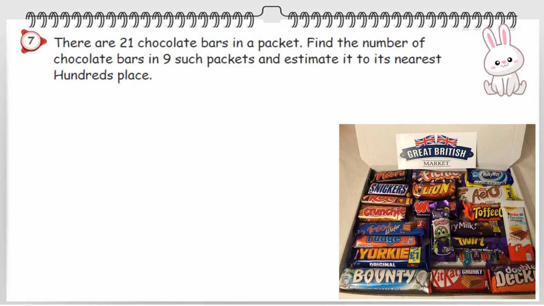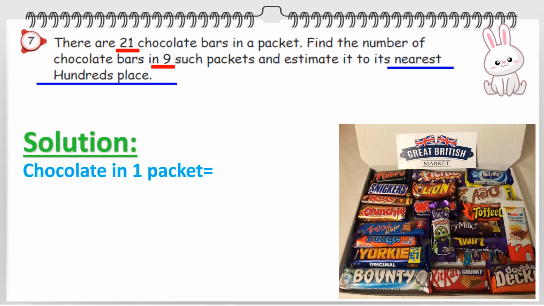Seventh sum, there are 21 chocolate bars in a packet. See here I have shown you one packet only. Find the number of chocolate bars in 9 such packets, right? So in 9 packets how many chocolates are there, we have to find out. After that estimate to its nearest 100 place only, right? Here also very easy, just to check it once. Solution, chocolate in one packet. How many bars are there? They have given 21, isn't it? So just enter here.